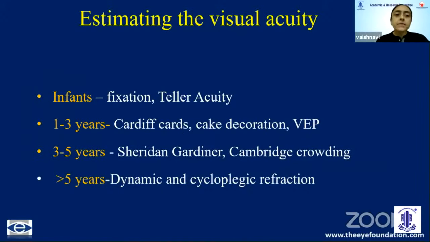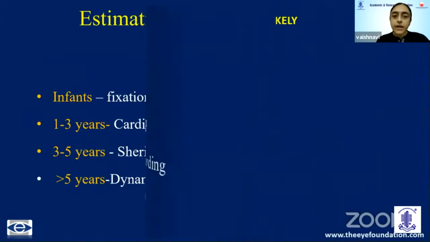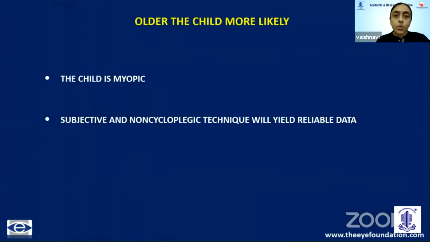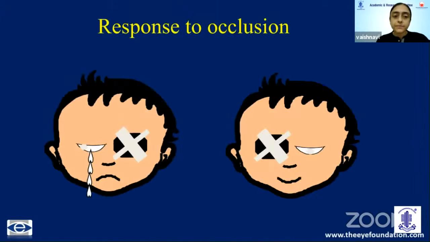In infants, we can check the fixation pattern and use tailored acuity tests. At 1 to 3 years, we have the Cardiff cards, cake decoration, and visual evoked potential. By 3 to 5 years, we have the Sheridan Gardiner and Cambridge crowding tests. Greater than 5 years, we have dynamic and cycloplegic refraction. The younger the child, the more likely the refractive state is not stable and cycloplegic refraction is mandatory. The older the child, the more likely the child is myopic, and subjective and non-cycloplegic techniques will yield reliable data.